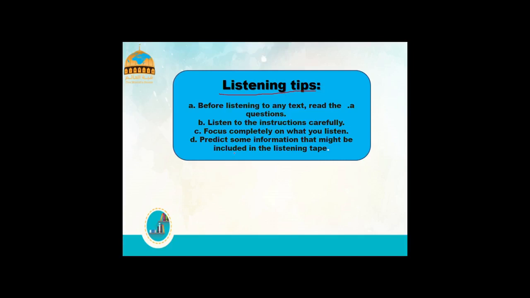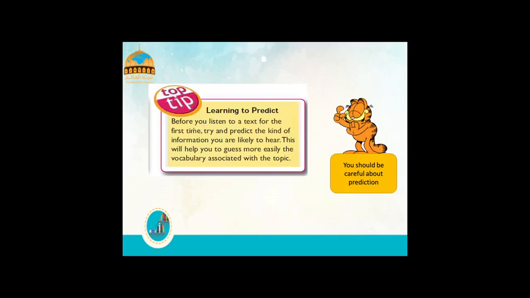And now let's move on. Here is another tip, learning to predict. Before you listen to a text for the first time, try to predict the kind of information you are likely to hear. This will help you to guess more easily the vocabulary associated with the topic. That's what I've said before: be careful about prediction. You have to make a specific prediction. You have to be a little bit precise about your prediction.